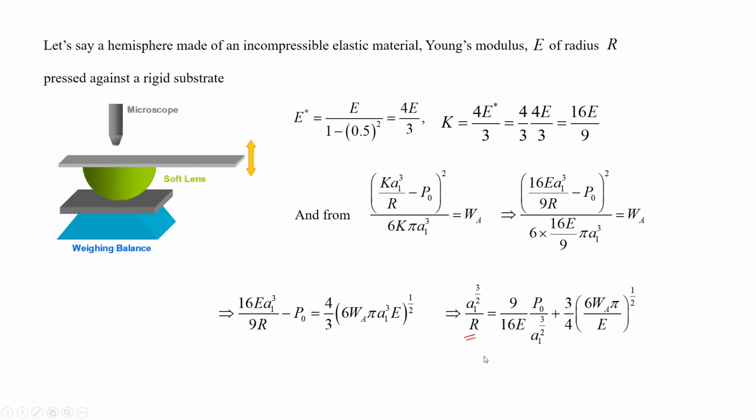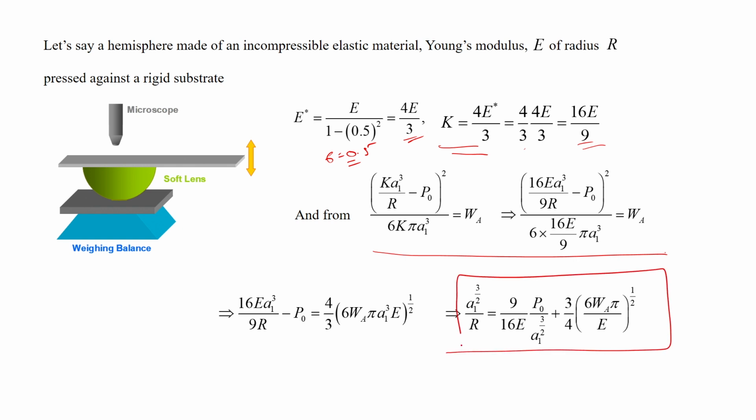In essence, if I replace capital K by 4 E star by 3, and consider an incompressible material, for which Poisson's ratio nu is equal to 0.5, then E star is E by 1 minus nu square, which is E by 3 by 4, so 4 by 3 E. And K is equal to 4 E star by 3, so 4 by 3 into 4 by 3 gives 16 E by 9. From there I have this expression, this equation. Now, this is very useful.